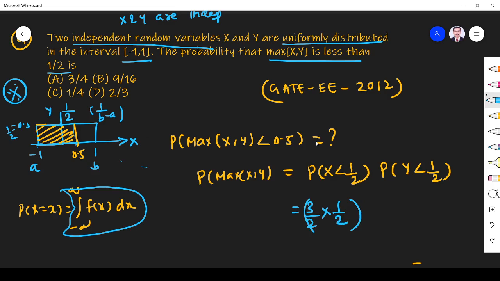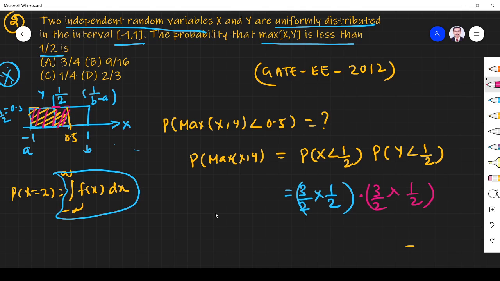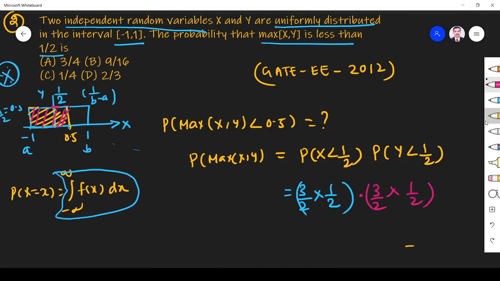Similarly, y is less than 1 by 2 means again the bottom shaded region. What is the area? Here again the width is 3 by 2, since it is 1 plus 0.5, 1.5. The breadth is 1 by 2. So again 3 by 2 into 1 by 2, which gives 9 by 16. So the probability of maximum of x comma y less than 1 by 2 is 9 by 16.